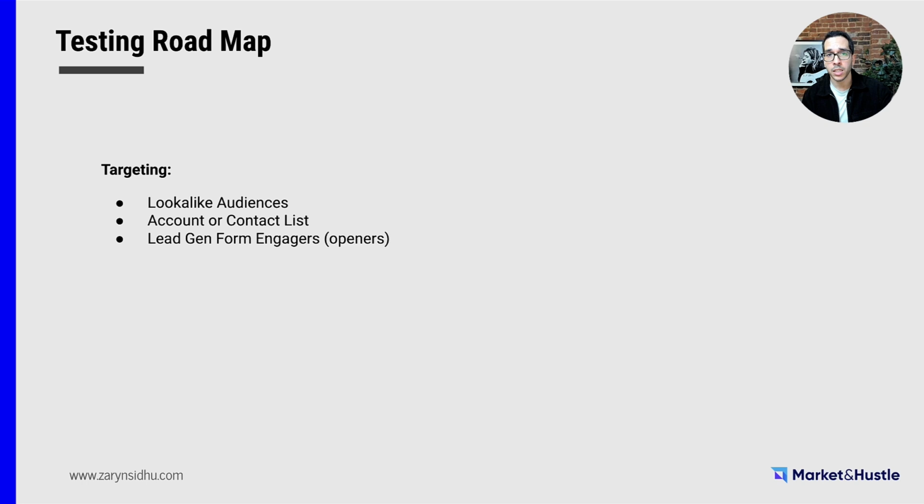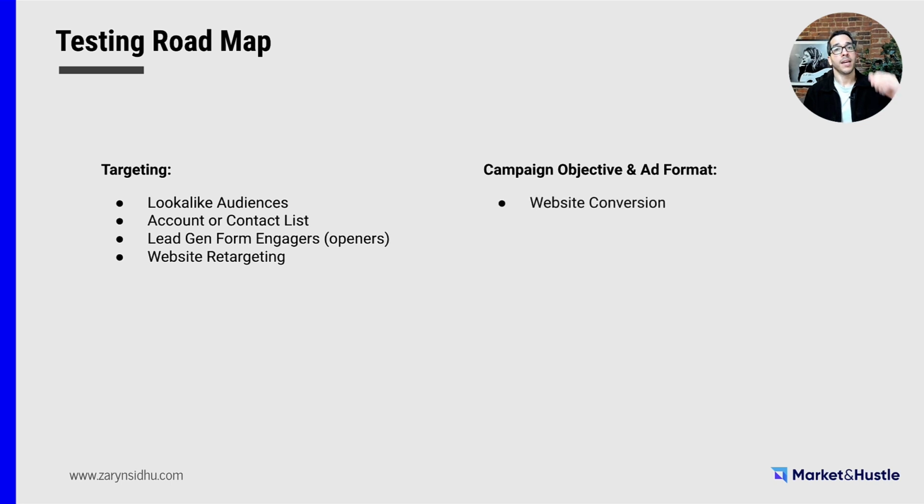You would want to look at lookalike audiences. You want to try building out some account lists, doing some retargeting for the people that opened your native lead gen form and didn't convert. So you know that they're kind of interested, but they're a little on the fence. Website retargeting, if you're driving people to the website. Experiment with driving people to your website to try to get them to convert there versus a native lead gen form and see what does better.